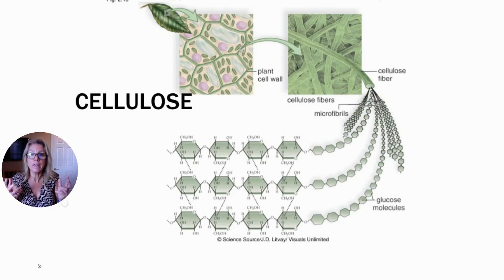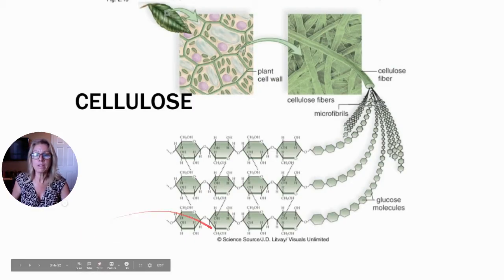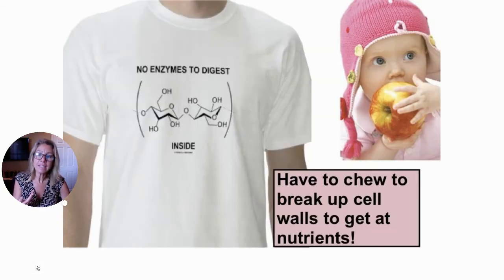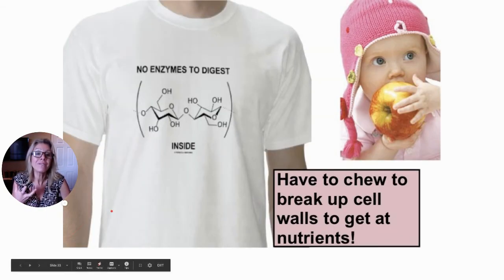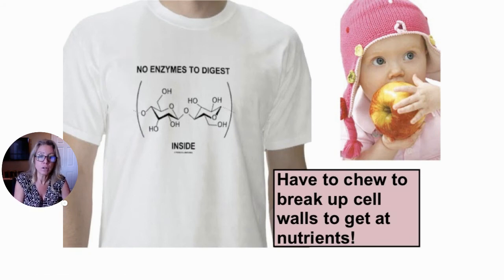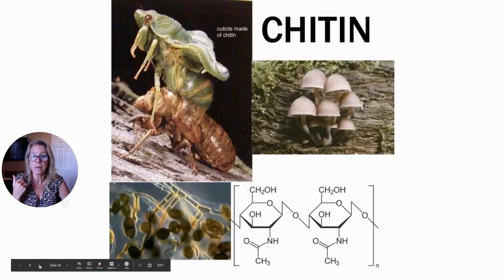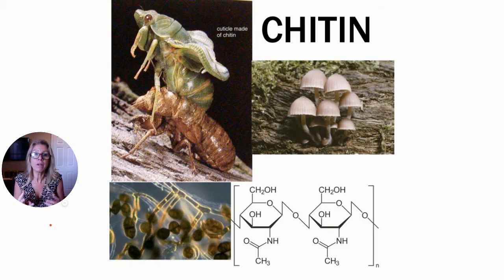Now, structurally, plants can also use sugar to build their cell walls, and that would be cellulose. Structural molecules are indigestible by humans. Cellulose builds plant cell walls. And I want you to put this in caps: it is the most abundant molecule on Earth. Right here is cellulose, the most abundant molecule on Earth. We don't have cellulase to digest cellulose, so to get the nutrients inside those cells, we have to use our teeth to break those cell walls open.